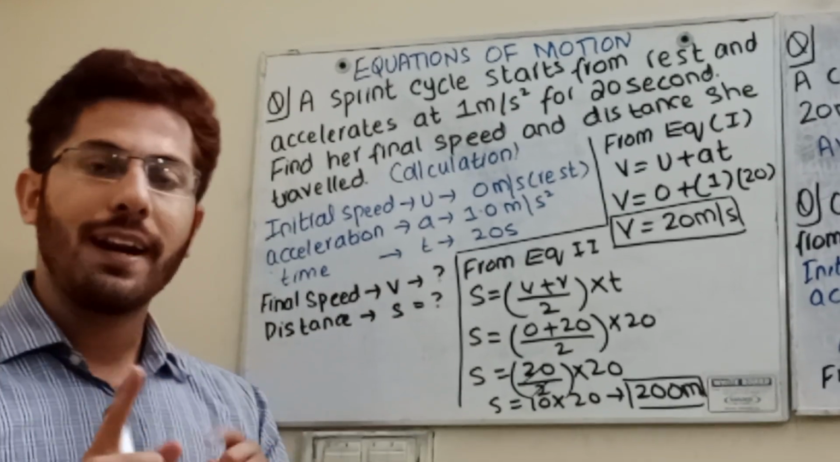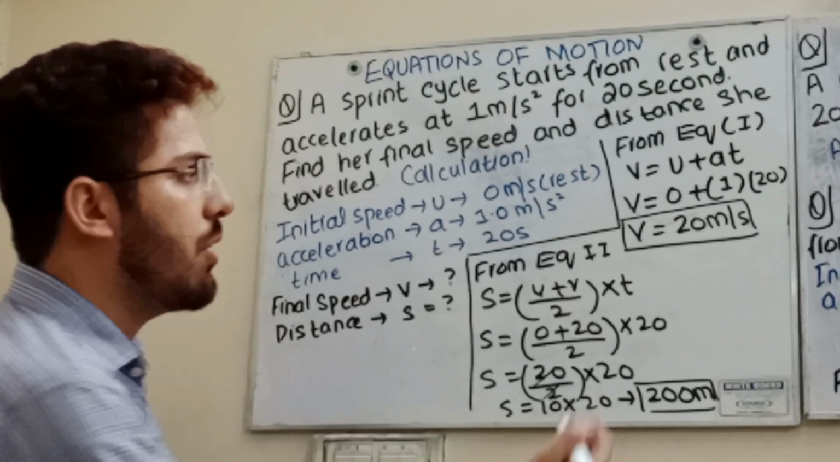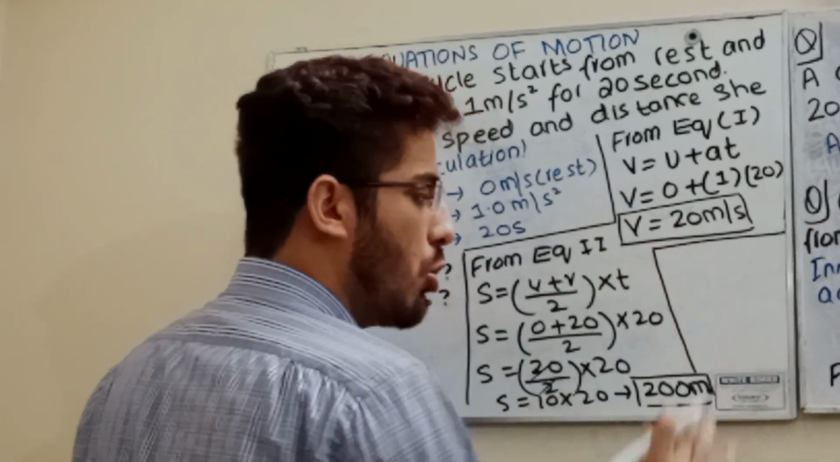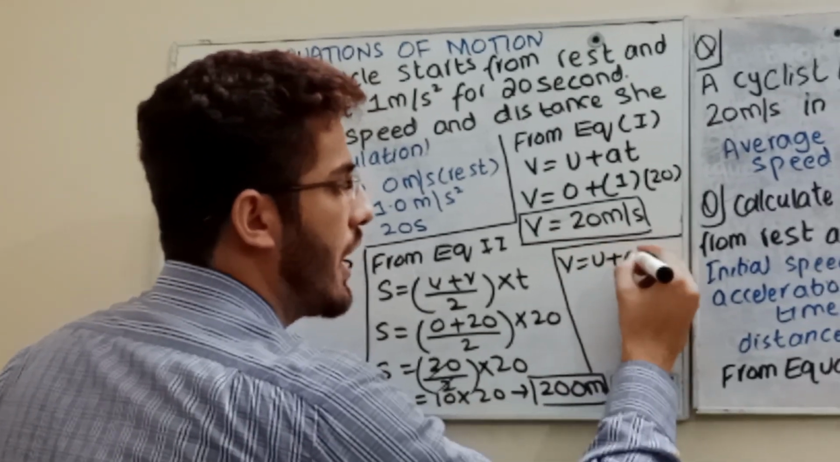Now student, do remember, as I told you to write the formulas, you can write the formula of every one, because we have 4 equations. So you can write the formula for final speed, equation number 1, initial plus at.